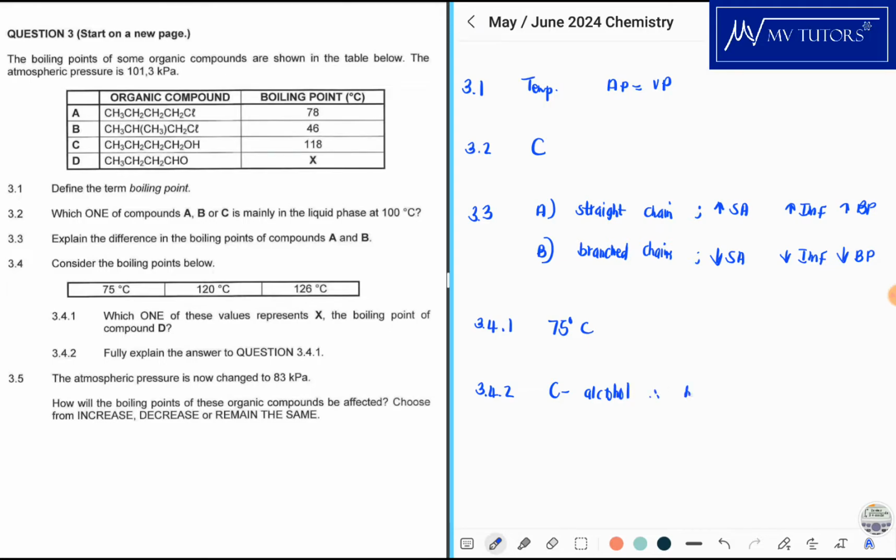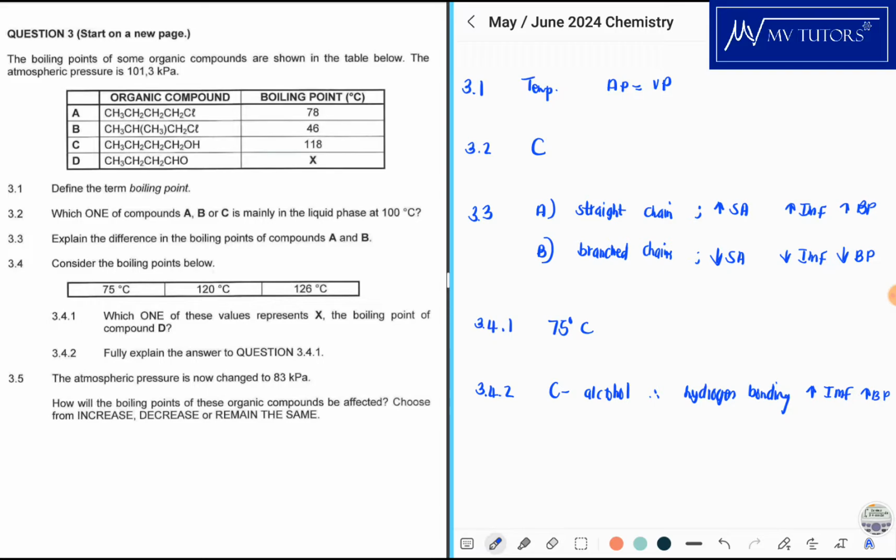Therefore, we have hydrogen bonding, which is the strongest bonding that we have, which has higher intermolecular forces and higher boiling point. So it cannot be 120 and 126.